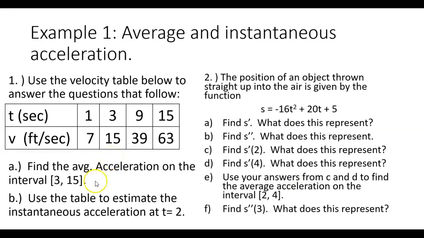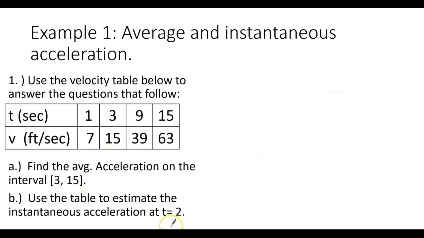So let's go ahead and put these things to work for us here and start off with example 1. All right, so number 1, use the velocity table below to answer the questions that follow. I call this a velocity table because it tells you the velocity of an object at certain points in time. So for instance, at t equals 3 seconds, the velocity of some object that's moving is 15 feet per second. So this is a table that tells you the velocity of an object at specific points in time. What they want us to do is find the average acceleration of this object on the interval from 3 to 15.